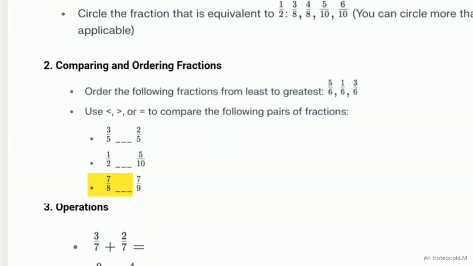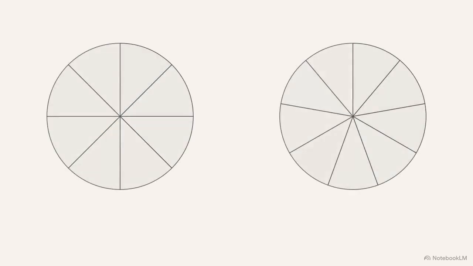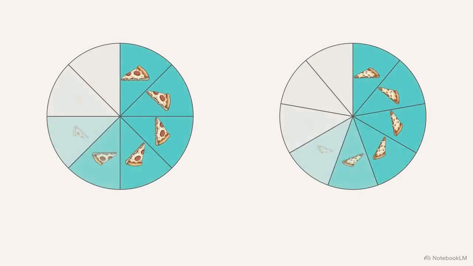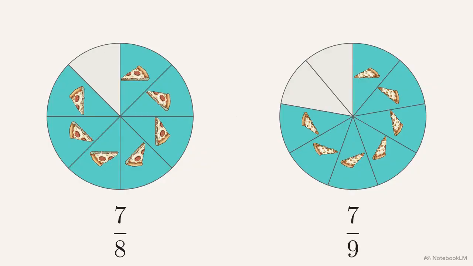Question 2 presents a classic trap. When comparing 7/8 and 7/9, your instinct might tell you that the fraction with the larger denominator is the bigger number. But looking at this diagram, we see the opposite is true. If you share a single pizza among 9 people instead of 8, every individual slice has to be smaller. Because the slices in the 8ths pizza are physically larger, 7/8 is greater than 7/9.